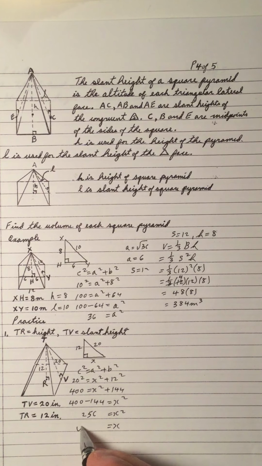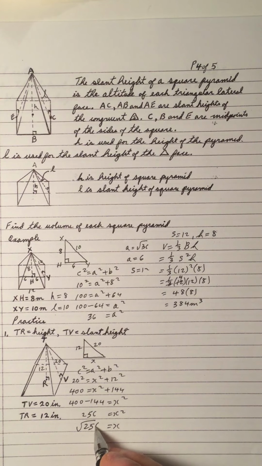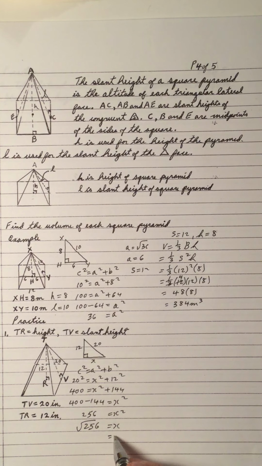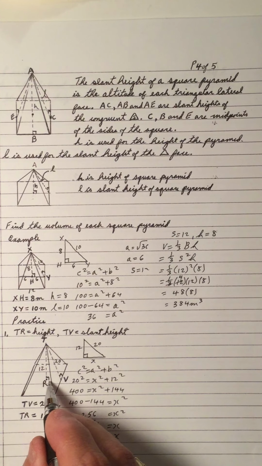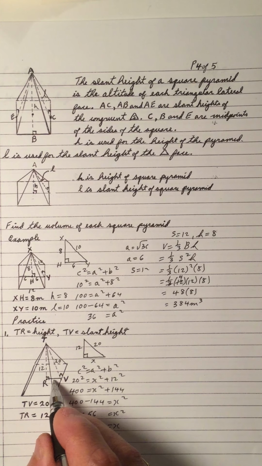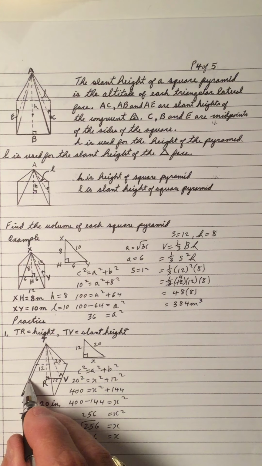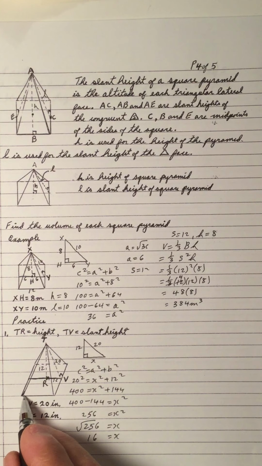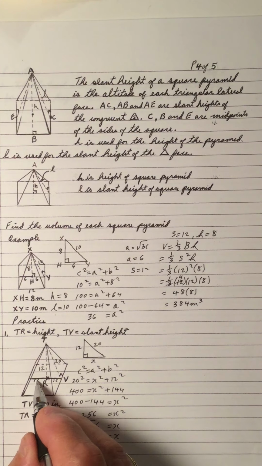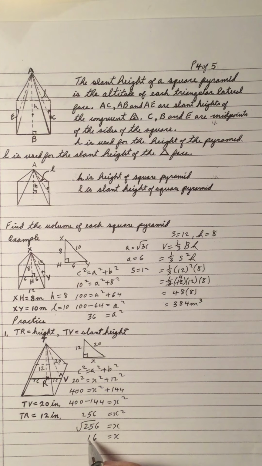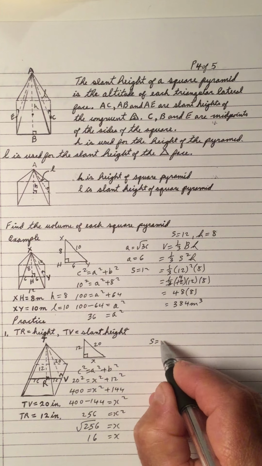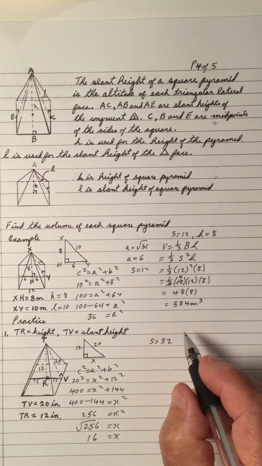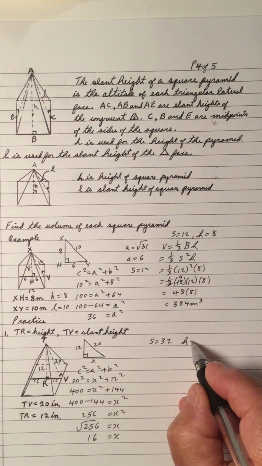So X is the square root of 256. And so X becomes 16. And let's go right here, that's a 16. And right straight on through, because this is the same length as this. So that's a 16 and a 16. So altogether, S becomes 32. And we have a height of 12.